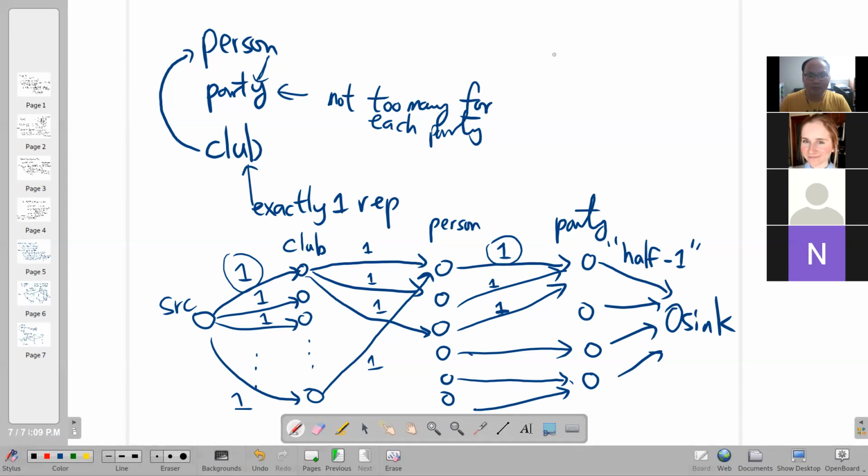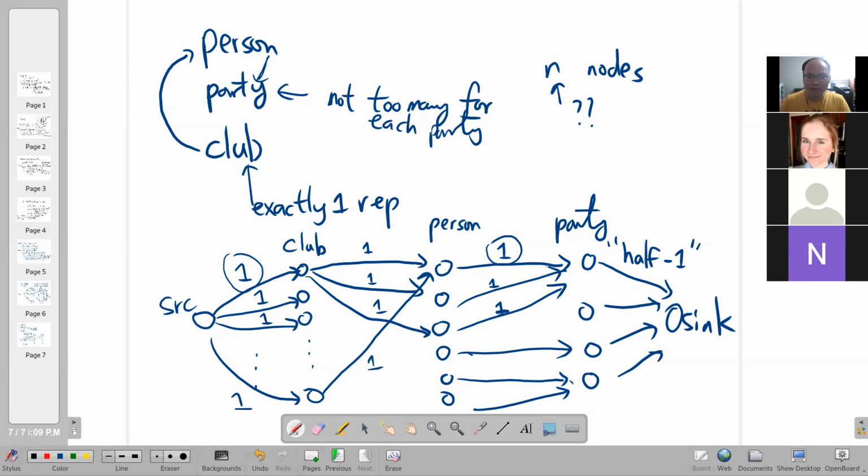The other problem that you have to worry about is when I make the graph in my code, I just have to tell the program that I have n nodes. Well, what is n? Right? So I have to know the number of clubs plus the number of people plus the number of parties plus 2, because I have to worry about the source and the sink. So when I read the input, I have to figure out how many unique clubs there are, how many unique people there are, how many unique parties there are.